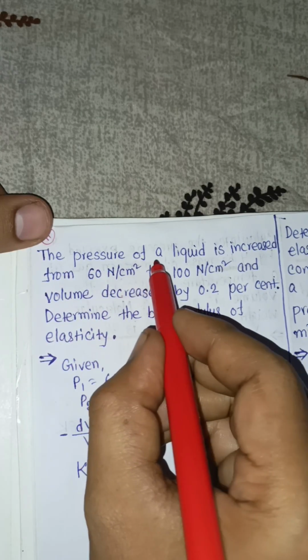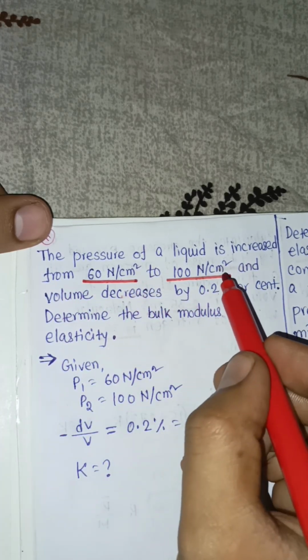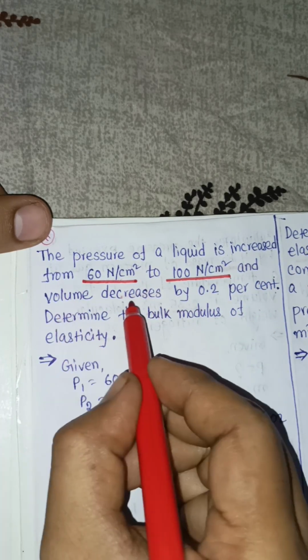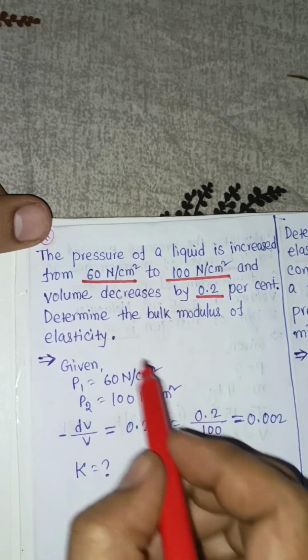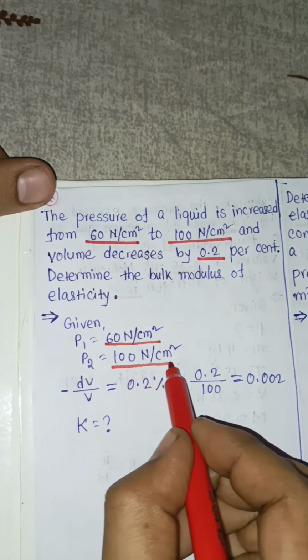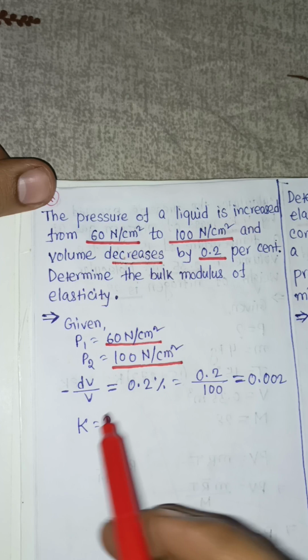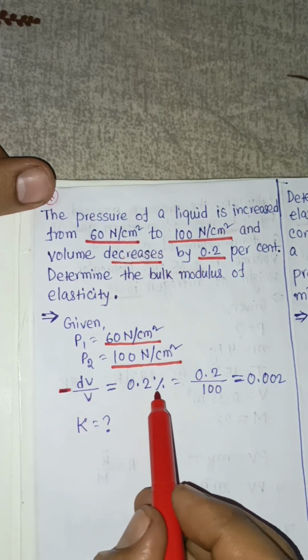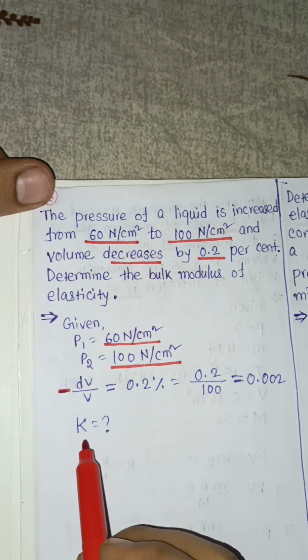The pressure of a liquid is increased from 60 Newton per centimeter square to 100 Newton per centimeter square, and volume decreases by 0.2%. Determine the bulk modulus of elasticity. So what is given in this question? P1 is equal to 60 Newton per centimeter square, P2 is equal to 100 Newton per centimeter square, minus dV by V is equal to 0.2%, because there is a decrease, that's why there is a minus sign. That is equal to 0.2 by 100, that is equal to 0.002. So you have to find out the value of bulk modulus.